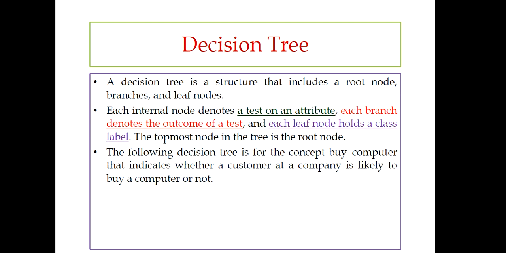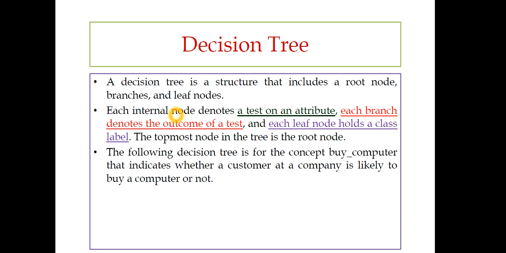A decision tree is a structure that includes a root node, branches, and leaf nodes. These are the main parts of a decision tree. That is, we should have a root node, some branches, and leaf nodes. And a leaf node means no child is going to be generated from that node.